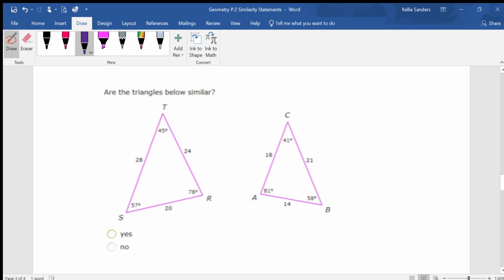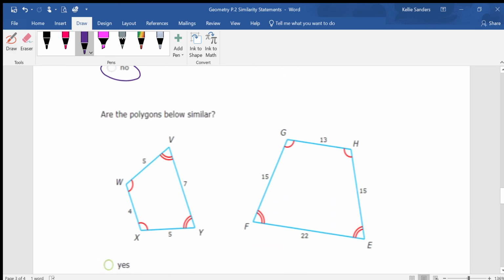Okay, are the triangles similar? At the very beginning of this video, I said to be similar, the angles must be the same. So I'm looking at this 57. I do not see a 57 on here, so the answer would be no, they are not similar.